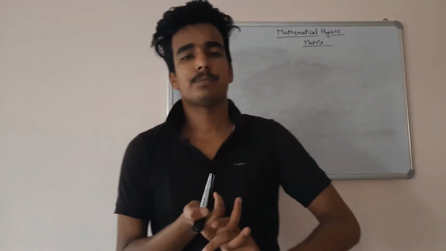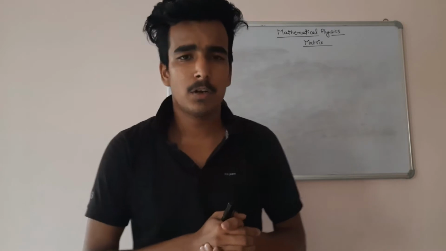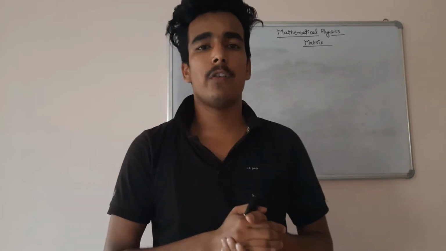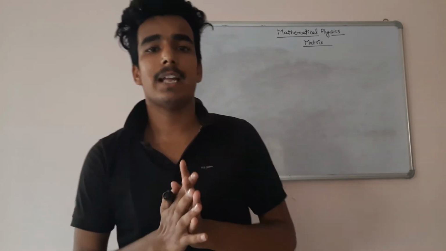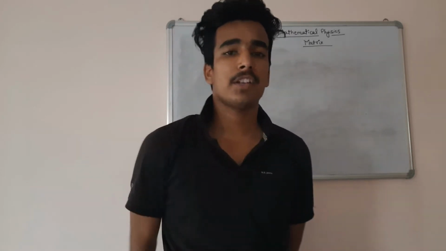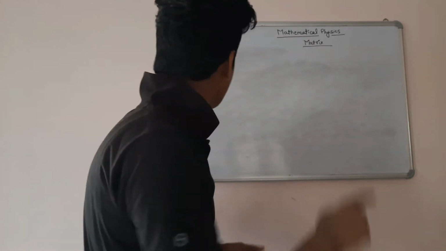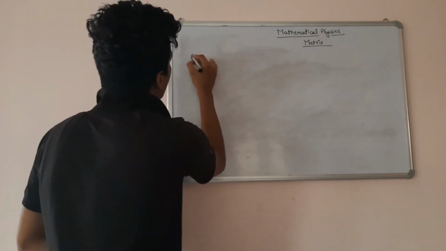Welcome back, student. In the last lecture we studied the determinant of a matrix, how to find the determinant of a matrix, minor, cofactor, and also we found the adjoint of a matrix, and ultimately a method to find the inverse of a matrix. So at the last we were studying the inverse of a matrix. There are some properties of the inverse of a matrix.